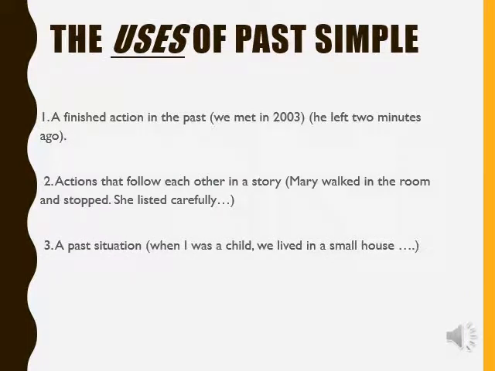بعد أن انتهينا من شكل الماضي البسيط نأتي الآن إلى استخدامات الماضي البسيط. The uses of past tense. طبعا من اسمه past tense نستخدمه number one for a finished action in the past. Finished action in the past. Something happened in the past and ended. حدث في الماضي وانتهى. فمثلا we met in 2003. We met in 2003. التقينا سنة 2003. إذن هو حدث تم وانتهى في تلك السنة.